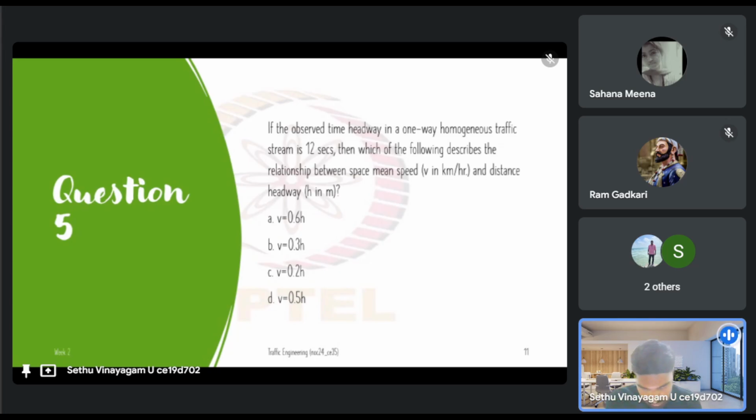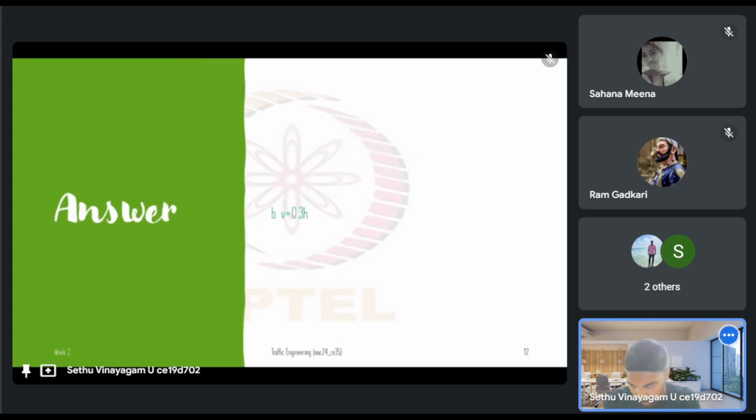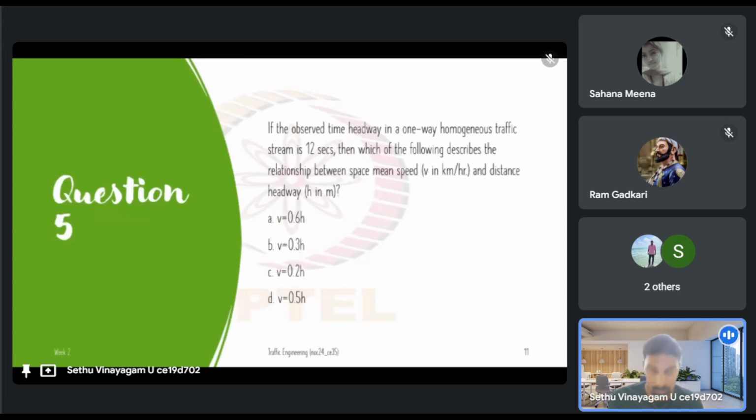So the right answer is option B. But we'll see how to arrive at that. So B is the right one, but how do we get there? What do we want? We want to relate the space mean speed with the distance headway, which means the space headway. So space headway is h and the space mean speed is v. We want to know what the relationship between v and h is.